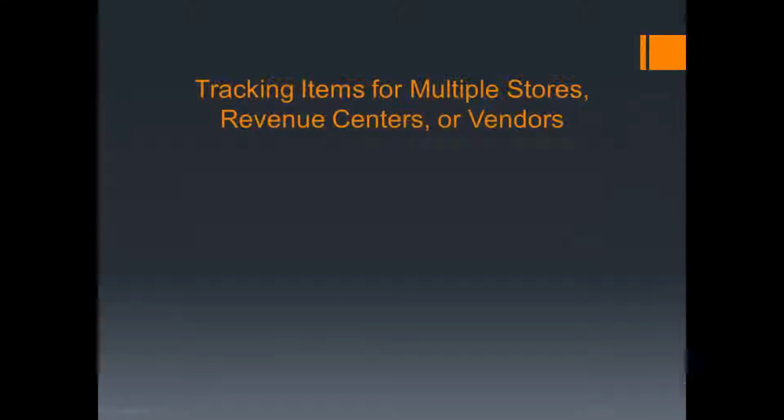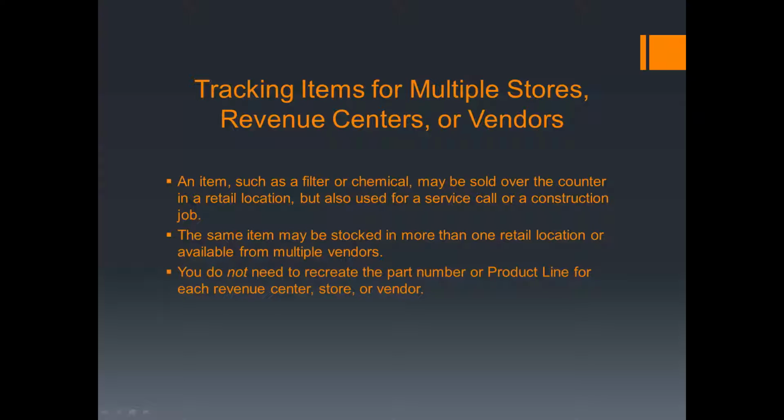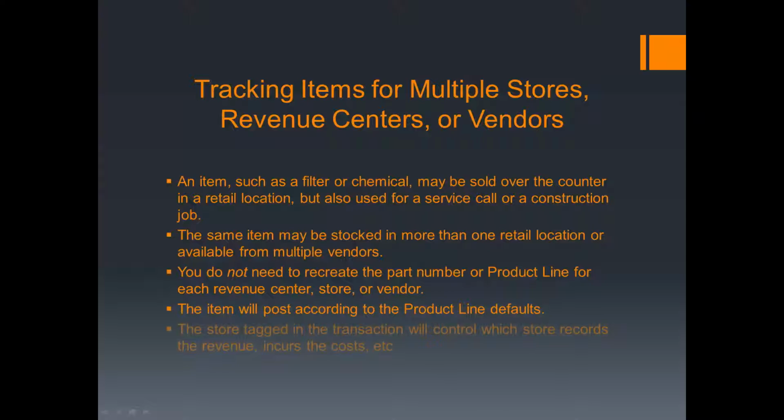There are several situations where an item, such as a filter or chemical, is sold over the counter in a retail store, but can also be used during a service call or on a construction job. The same item may also be stocked in more than one retail location or available from multiple vendors. There is no need to recreate that part number or product line for each revenue center, physical store, or vendor. The item will always post according to the product line defaults, and the store tagged on the transaction will control which store records the revenue, incurs the cost, etc.